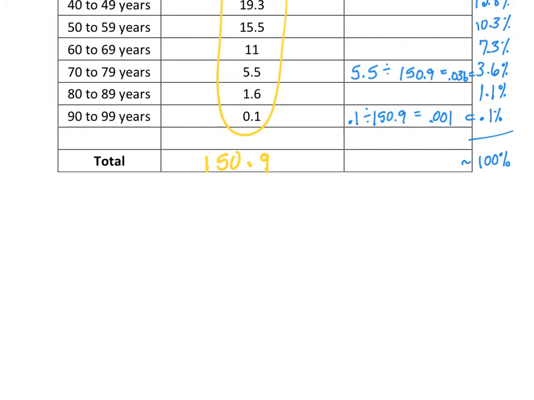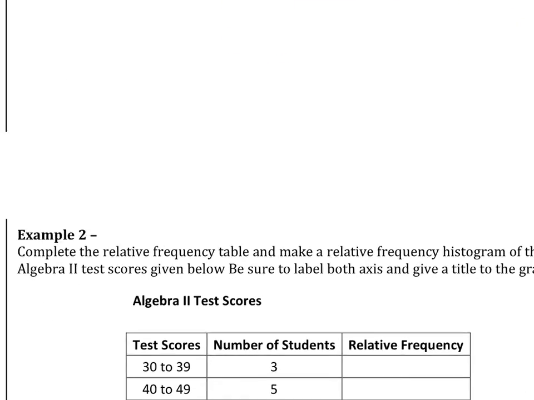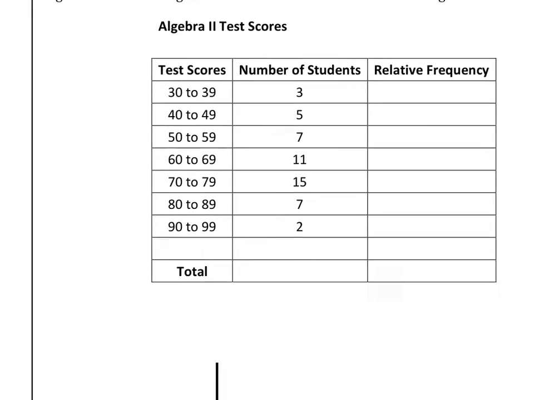Okay, next page. Now in example 2, it says, complete the relative frequency table and then make a relative frequency histogram of the 50 Algebra 2 test scores given below. Be sure to label the axis and title the graph. So we're doing the same thing down here.